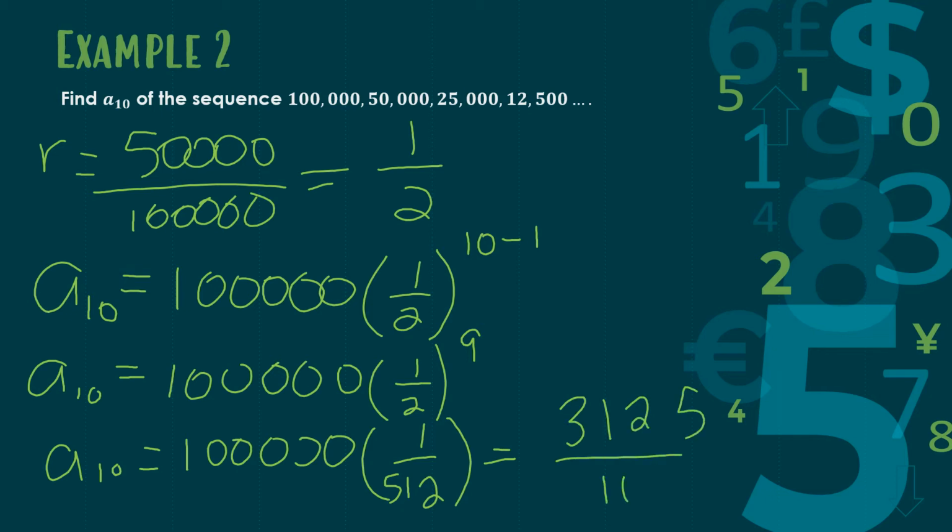3,125 over 16. I prefer you to leave your answers as fractions just because they tend to be more exact than decimals. But if you turn that to a decimal, it would be 195.3125, and I would expect you to put that entire decimal.